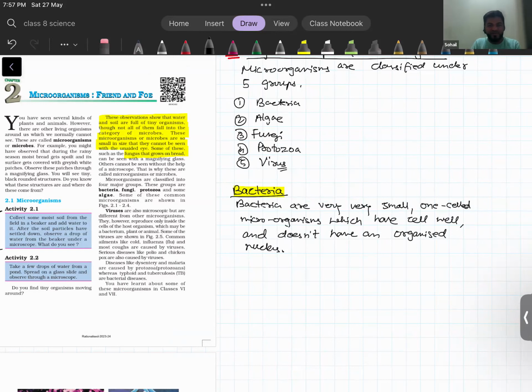Virus basically feeds on the host body. You can say that it is of parasitic nature. When the virus is outside, in the environment or in the air, when it is not present on a living organism, it is dead. Once it enters a living organism, it starts to take nutrition from that living organism and then it becomes alive.